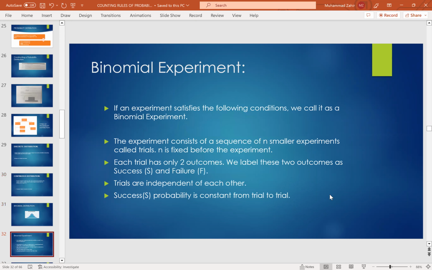Binomial distribution. What is a binomial experiment? If an experiment satisfies the following conditions, we call it a binomial experiment. What are those? The experiment consists of a sequence of n smaller experiments called trials, and n is fixed before the experiment. Second, each trial has only 2 outcomes. We label these 2 outcomes as success and failure. Third, trials are independent of each other and the success probability is constant from trial to trial.